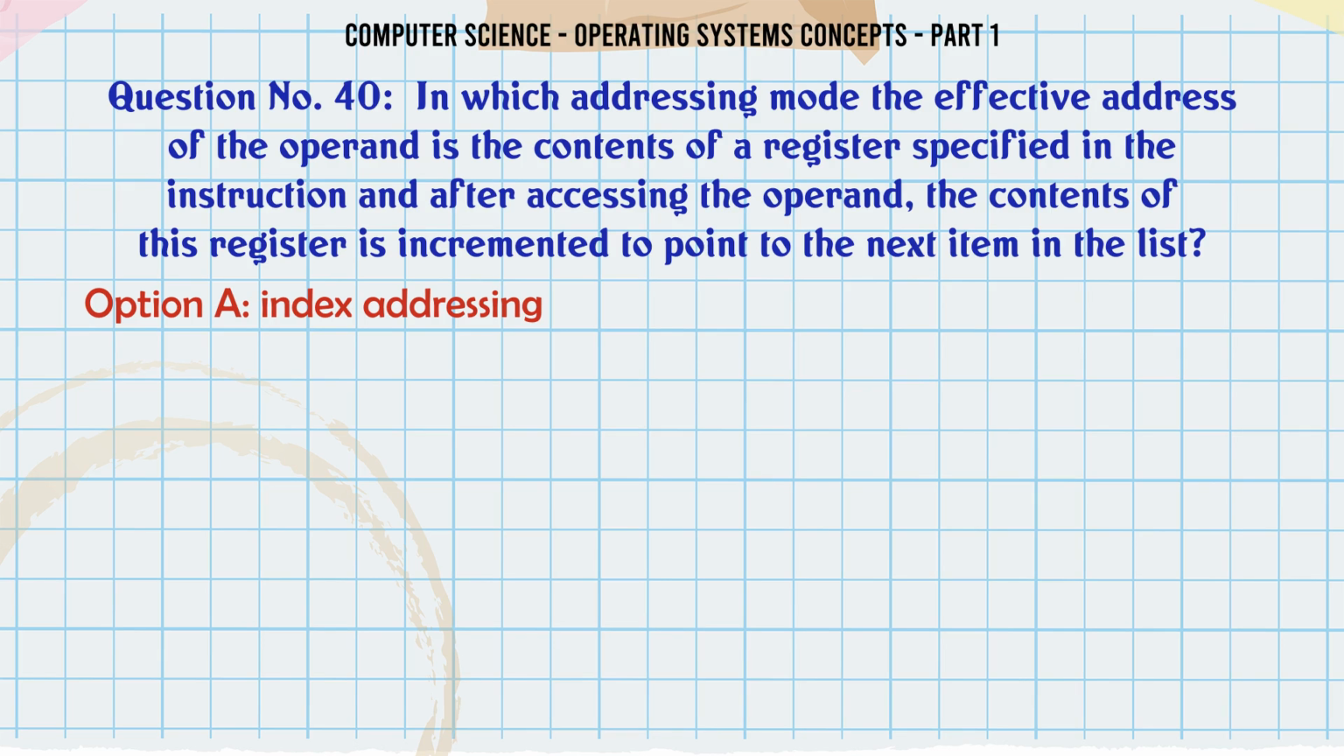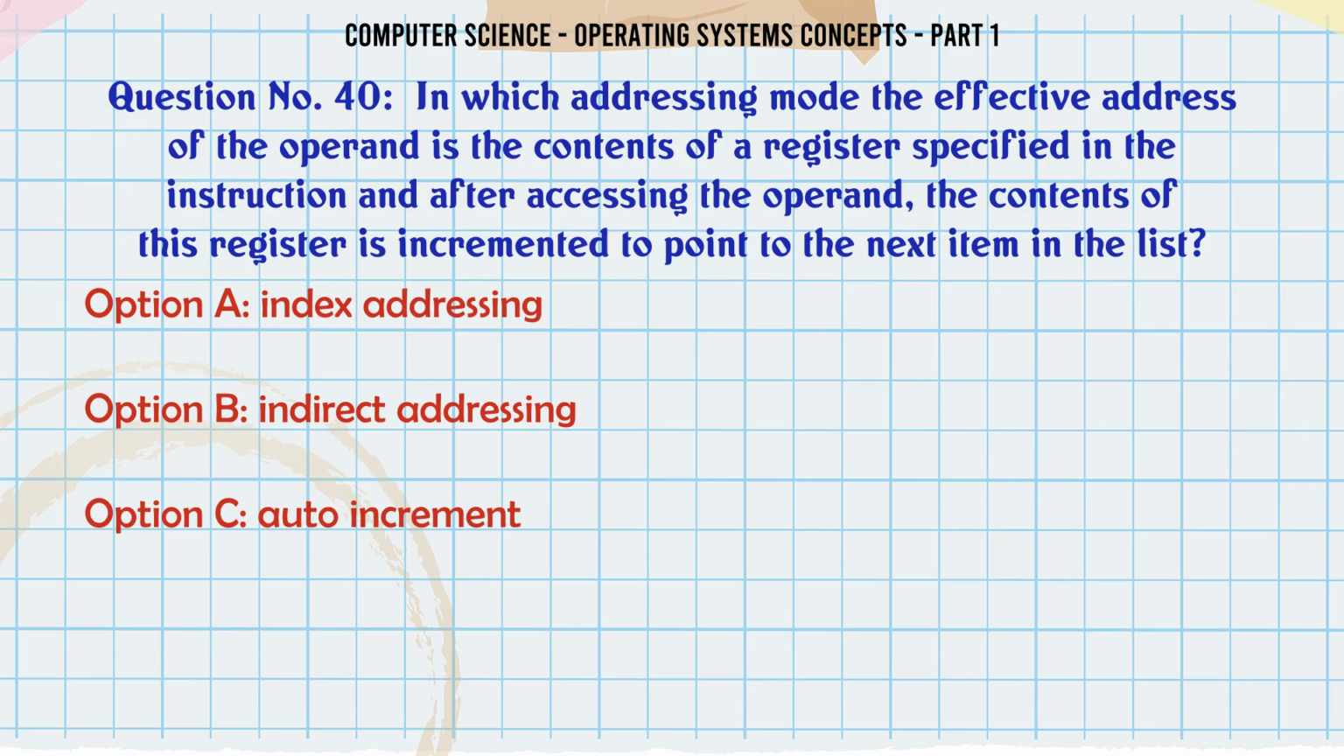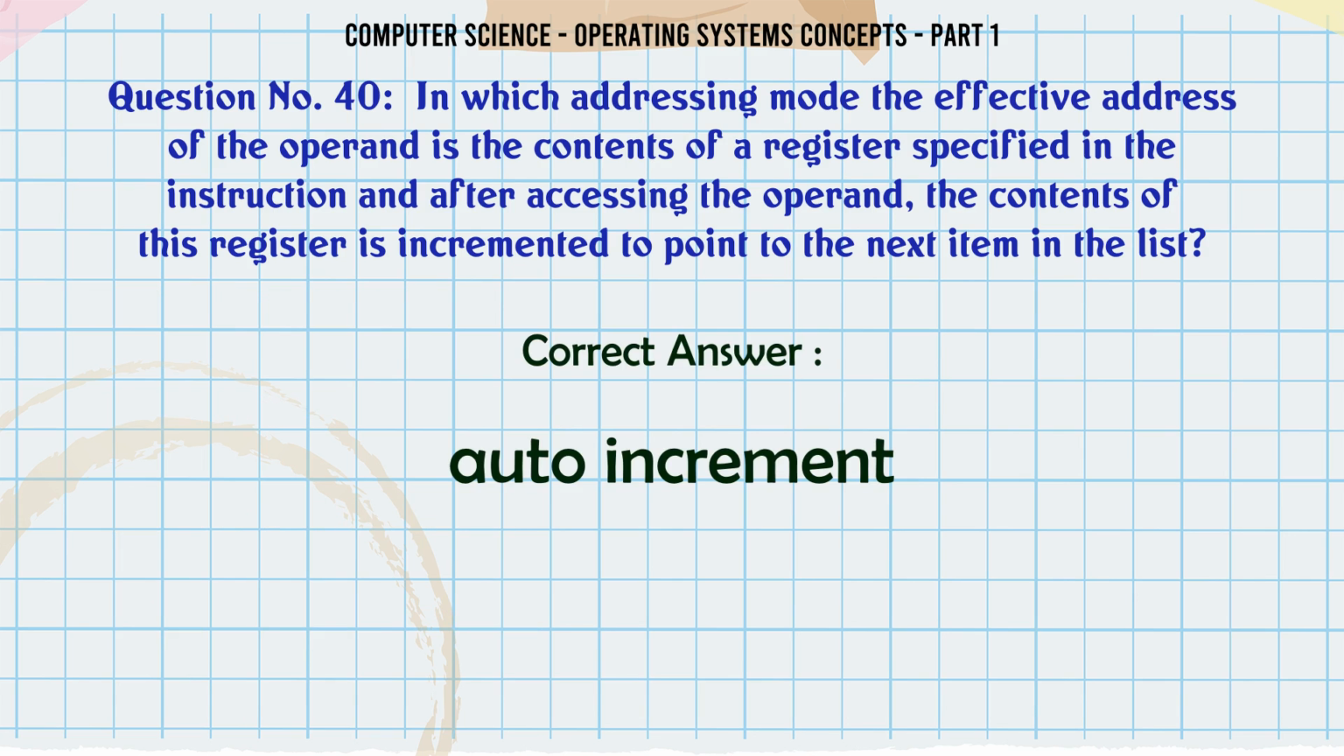In which addressing mode is the effective address of the operand the contents of a register specified in the instruction, and after accessing the operand, the contents of this register are incremented to point to the next item in the list? A. Index addressing. B. Indirect addressing. C. Auto increment. D. Auto decrement. The correct answer is auto increment.